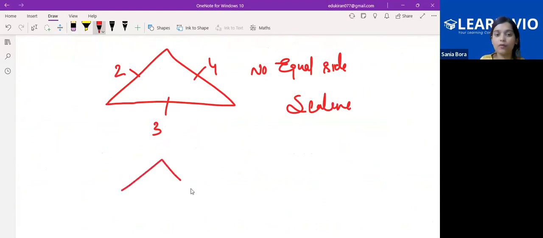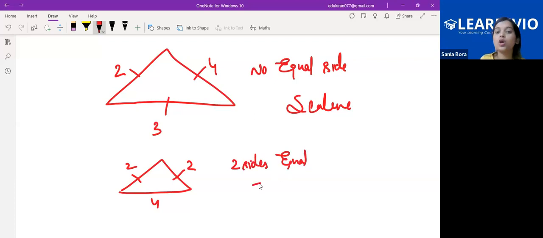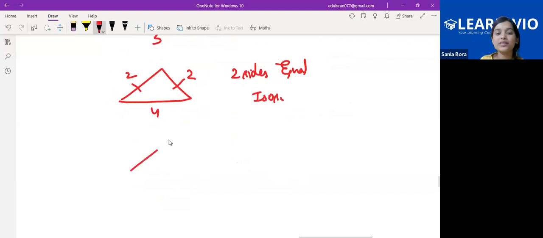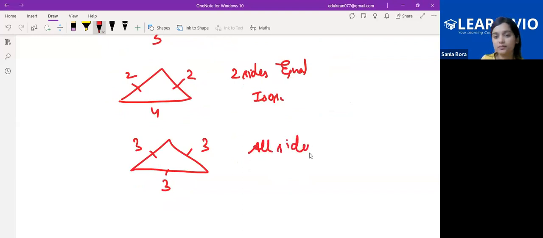For example, this triangle has two sides equal: 2, 2 and 4. Two sides equal. So this is called an isosceles triangle. For example, a triangle where all the sides are equal: 3, 3, 3. All sides equal. This is called an equilateral triangle.